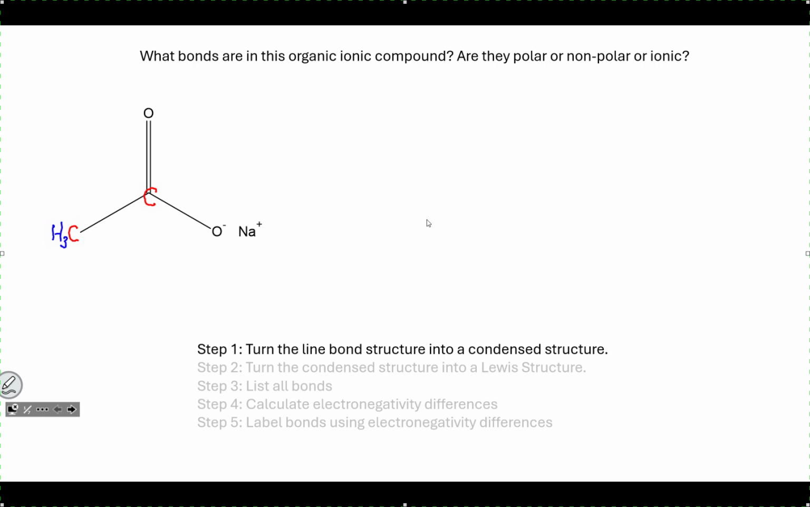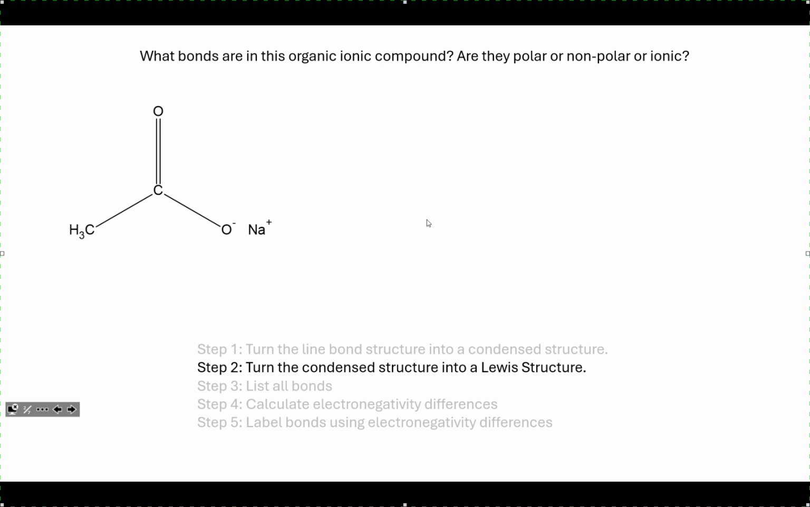And then in that middle carbon, we have a double bond, which counts as 2, and then 2 single bonds, so that already has 4. So this would be the condensed structural formula. The next step is to turn this into a Lewis structure. In Lewis structures, we're going to show all bonds and all lone pairs.